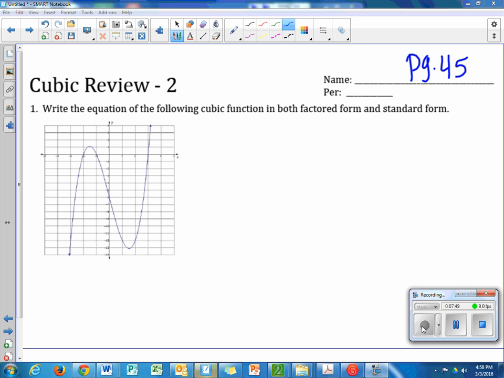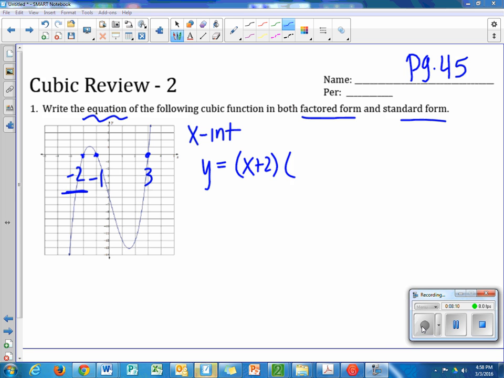What this problem here is asking us to do is write an equation in both factored form and in standard form. Notice here, this is a positive 3, this here is a negative 1, this here is a negative 2. That means those are x-intercepts, okay? But you always need to take the opposite. So we have x, opposite of subtracting 2 is x plus 2. Next, we have opposite is x plus 1. And then we have x minus 3. That's it. That's the answer. This is in factored form.